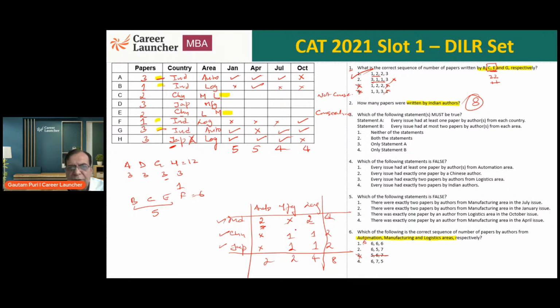Manufacturing. Manufacturing is 1 Japanese and 1 Chinese. Let me see. Manufacturing, the Japanese is 3 papers. And the other is either C or E. But both of them have 2 papers each. So this will be 5. So manufacturing has to be 5. It is either 3 plus 2 or 3 plus 2. Either way it is 5. So it does not really matter. So manufacturing is 5. Correct answer, choice 2. So we have done question number 6 also, without fitting in the other stuff.